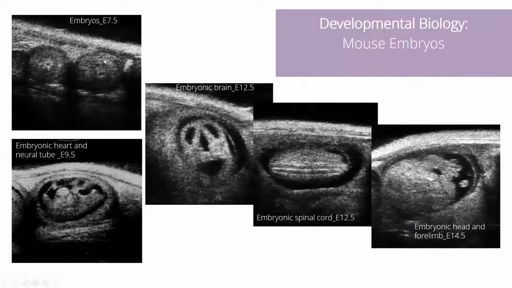So here at 7.5 days, we're not really seeing any identifiable embryo here, but we know the animal's pregnant. By 9.5 days, we can begin to see the early formations of the embryo and the neural tube being formed in the embryonic heart. We can see the ventricles within the brain of the developing embryo, the spinal cord as it develops and progresses, and even see the front paw of an embryo at E14.5. This is here in a mouse.